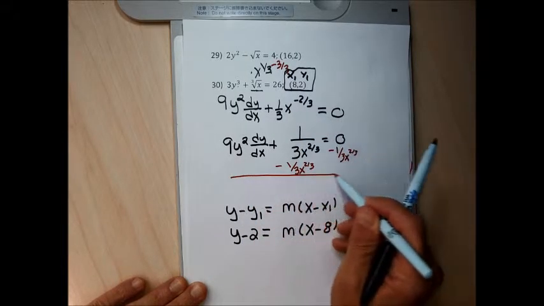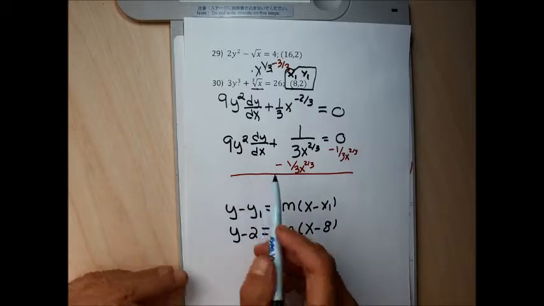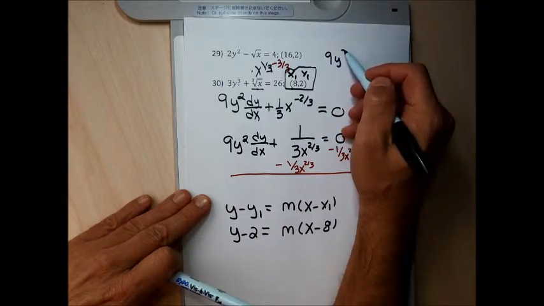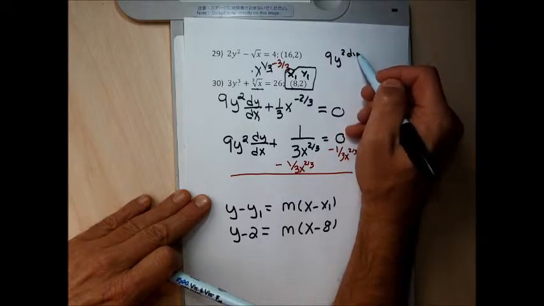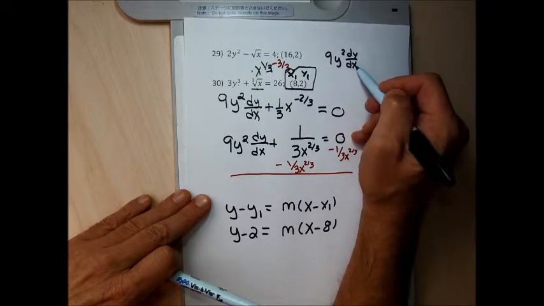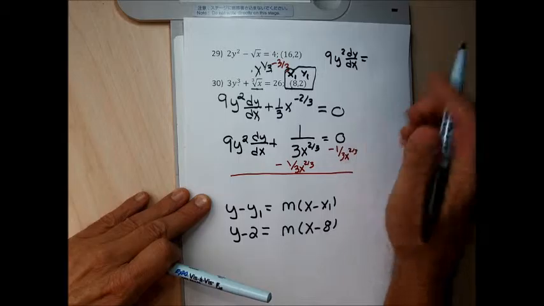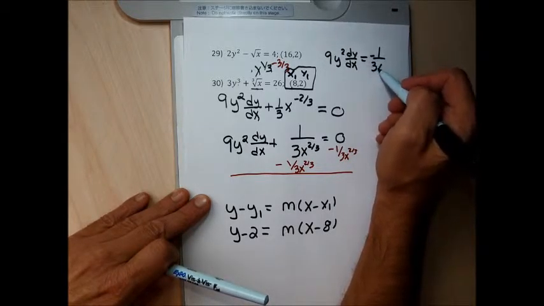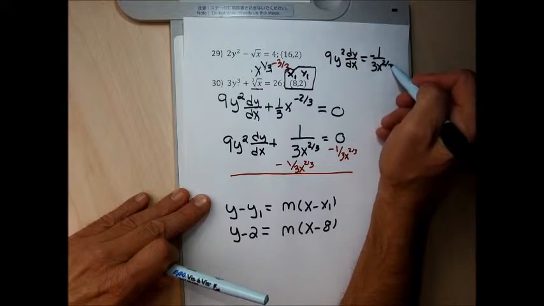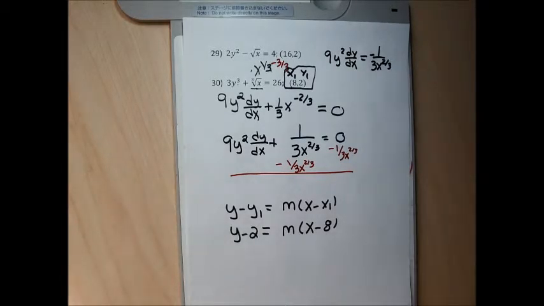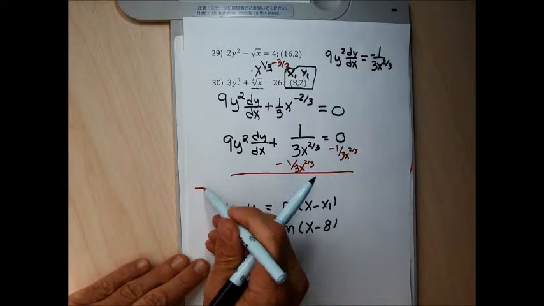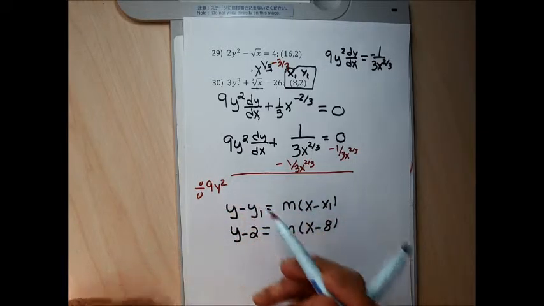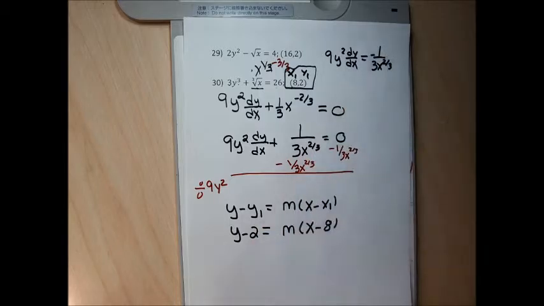And when I do that, I'm going to write it up here because I'm kind of out of room. On the left side, I have 9y squared times dy/dx. And on the right side, 0 minus anything is that thing that I'm subtracting, so I'm going to get minus 1 over 3x to the 2/3. The next thing I should do is divide both sides by 9y squared, because that's the number in front of the dy/dx.